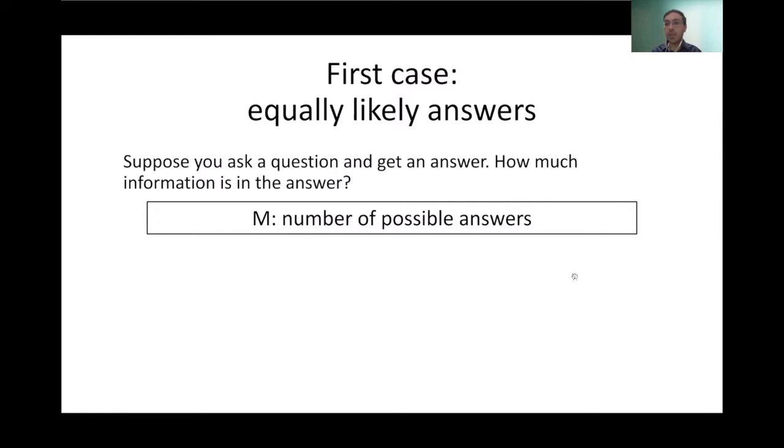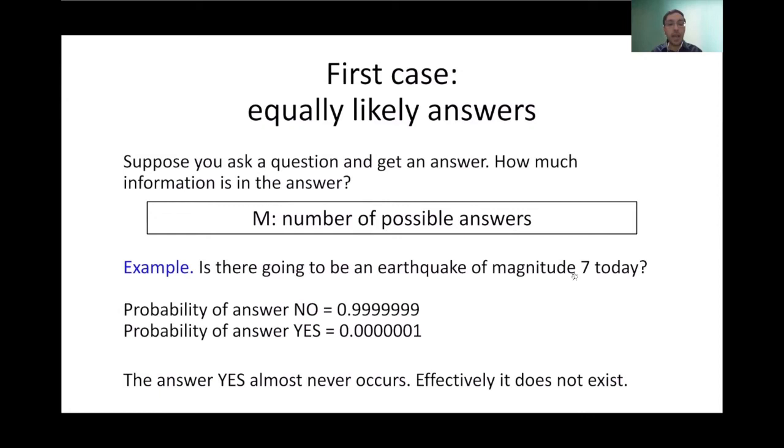So let M be the number of possible answers to the question. For instance, assume that the question is, is there going to be an earthquake of magnitude 7 today? This is very highly unlikely. So let's say the probability that the answer is no is very high, 0.9999999. And the probability that the answer is yes is extremely low, 0.0000001. So even though there are two possible answers, yes and no, the answer yes almost never occurs. So effectively, it does not exist. And there is only one possible answer here.